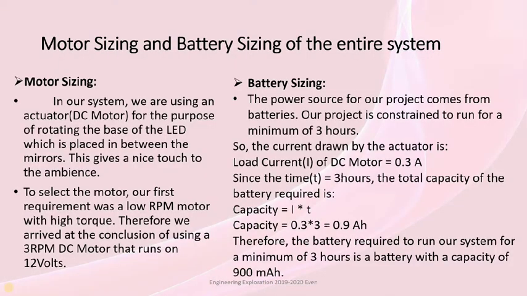Now that we are done with the modeling of our system, we need to size our actuators and the power unit. The actuator used in our project is a simple DC motor. This motor will be responsible for rotating the base of the LED, which will be mounted between the mirrors so that it has a good effect on the ambience. The first requirement to choose the motor was that we needed it to have low RPM. So we arrived at a decision to select a 3 RPM motor running at 12 volts.